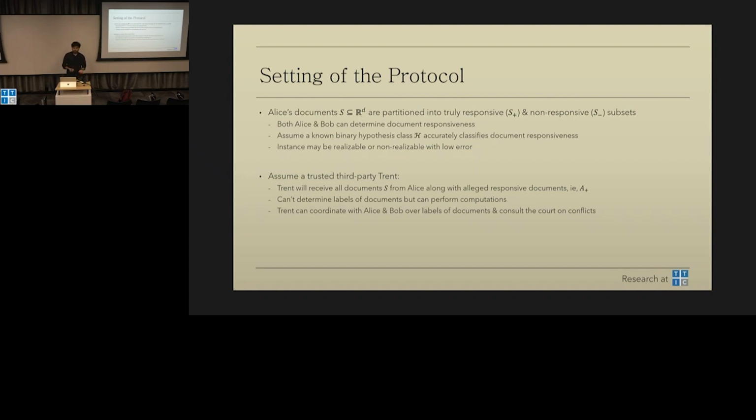This can be done either by manual review or by just running technology assisted review on her set. Now, Trent can't really determine the labels because Trent is not an expert in legal matters, but they can perform computations. And Trent can coordinate with Alice and Bob over the labels of documents. If Trent wants to figure out the label, he can ask Alice or Bob what should be the label of this document. And if there are conflicts, they can also consult the court. Right? But consulting the court is considered very expensive and you generally want to avoid that. You don't want to consult the court on every document.